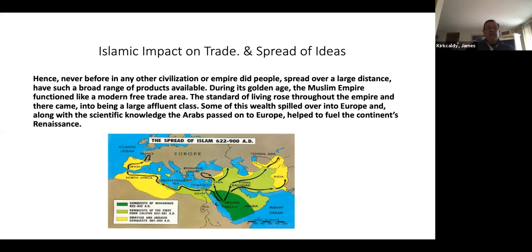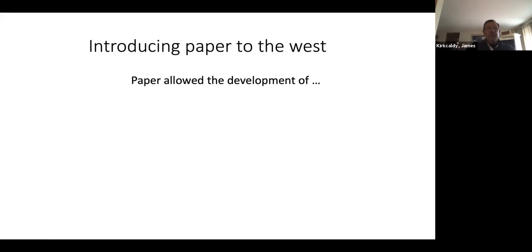Notice the importance of this. Look at that last sentence. Some of this wealth spilled over into Europe, and along with scientific knowledge the Arabs passed on to Europe, helped to fuel the continent's renaissance. So that's the key thing about this golden age of the Muslim empire. Without them, Europe maybe could not have put together their own scientific breakthroughs and eventually the age of exploration.